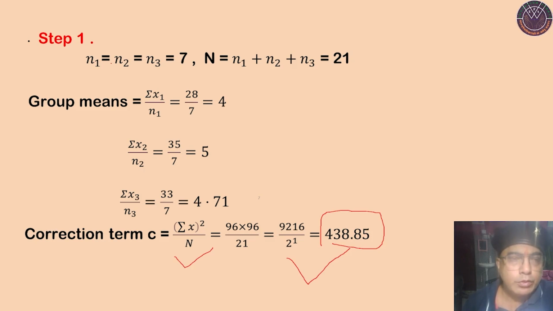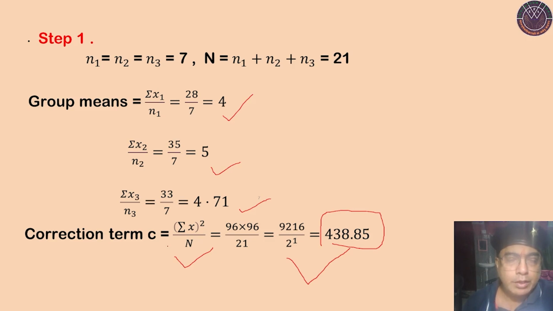Now let us also see, you know that n for each group is 7, total n is 21, and the means are also there. You can see the mean of x1 is 28 by 7, that is 4, the mean of x2 is 5, and the mean of x3 is 4.71.